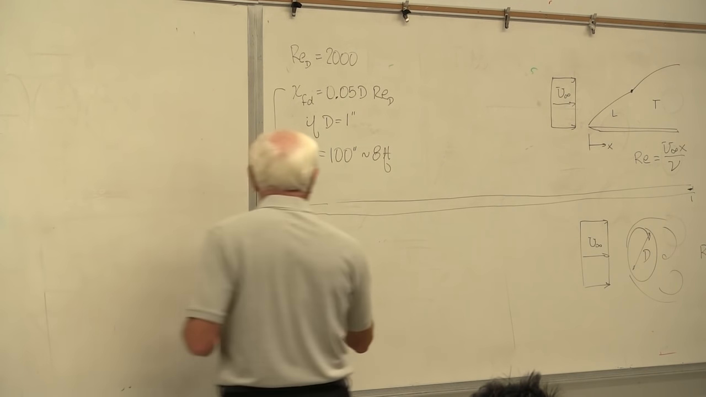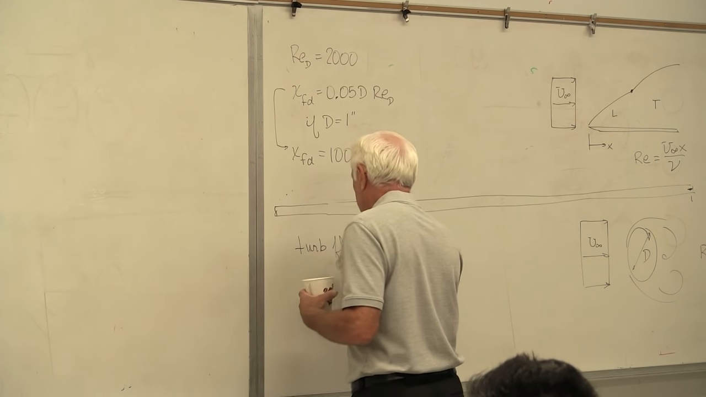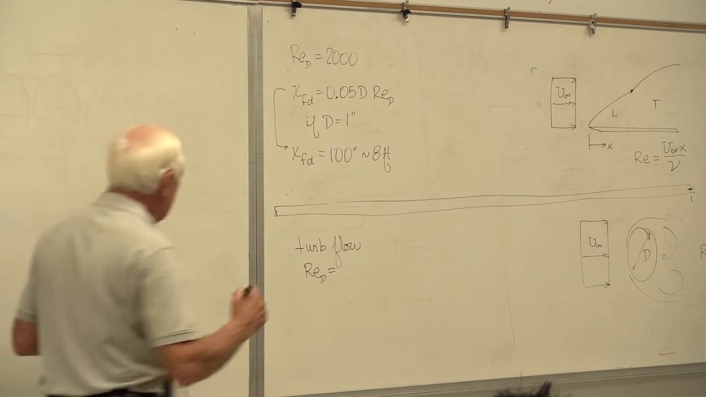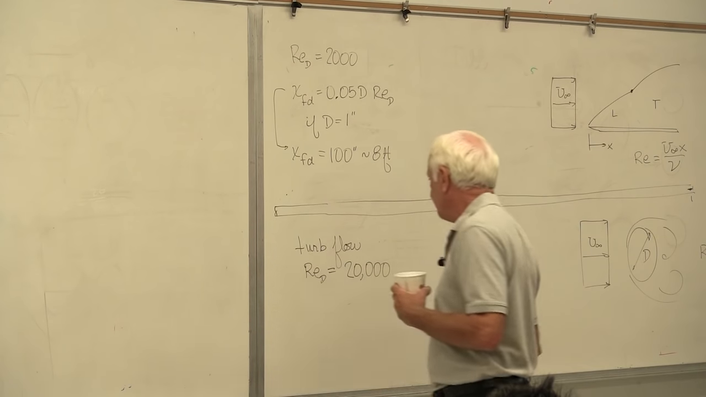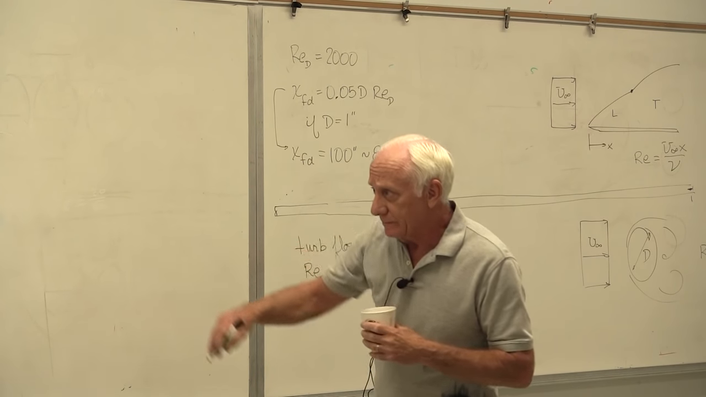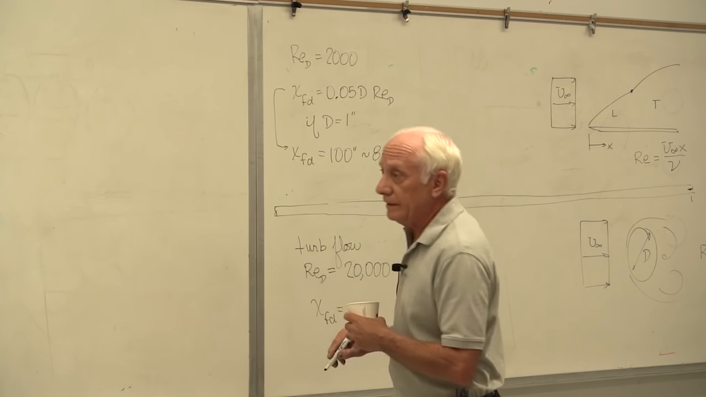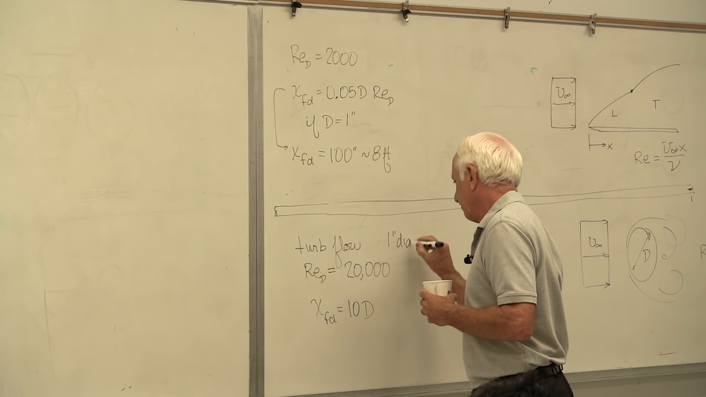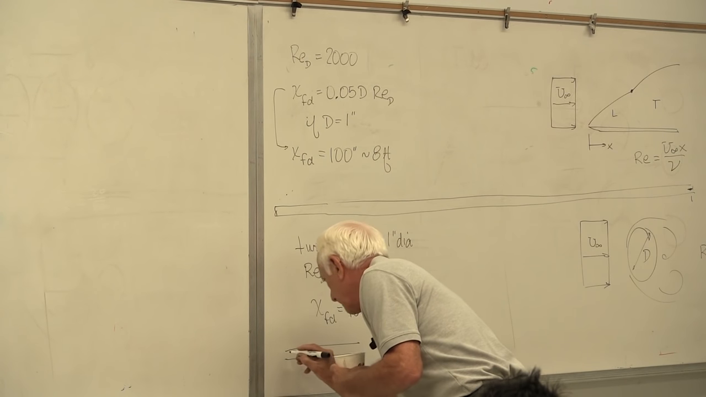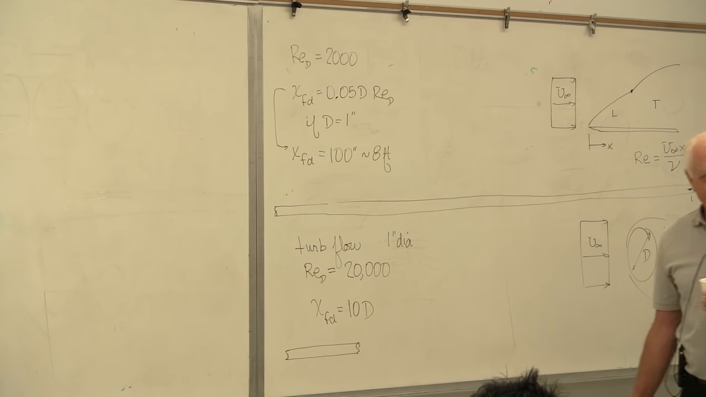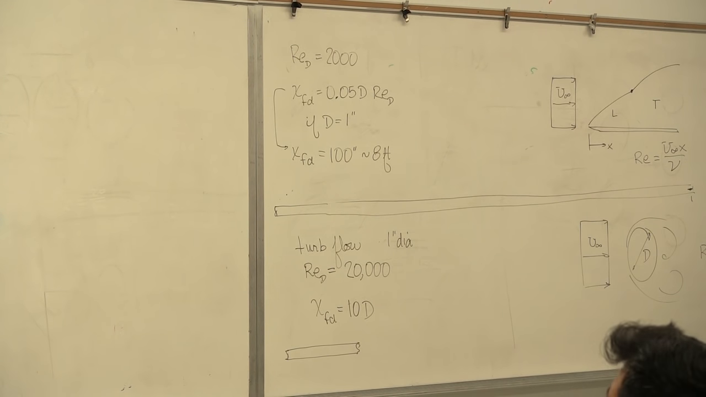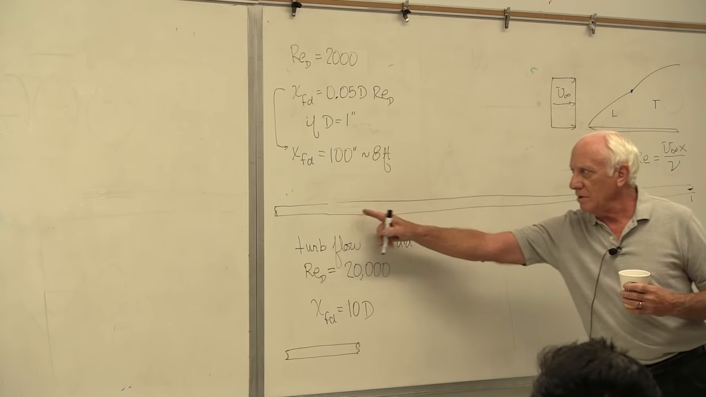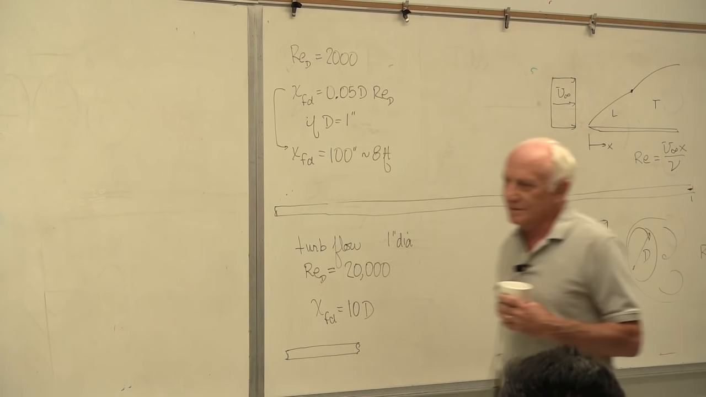Take turbulent flow. Take a Reynolds number based on D, I think I took 20,000, 2 × 10⁴. X fully developed is D times 10. What's D? 1 inch, a 1-inch tube. 10 inches. Wow, for turbulent flow. Those profiles develop very fast and meet at the center line in a very short distance, 10 inches, compared to laminar flow, 100 inches long. Oh, yeah. It's a big difference in laminar and turbulent flow.